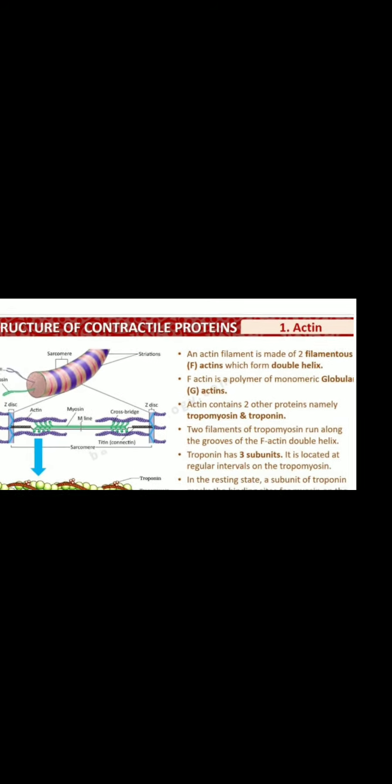Actin contains two other proteins, namely tropomyosin and troponin, as we have seen right now, the yellow band and even the rope-like red colored lines. Two filaments of tropomyosin run along the grooves of the F-actin double helix. Troponin has three subunits. The three small orange structures you see are troponin, which has three subunits. It is located at regular intervals on tropomyosin. In the resting state, a subunit of troponin masks the binding sites of myosin on the actin filaments.